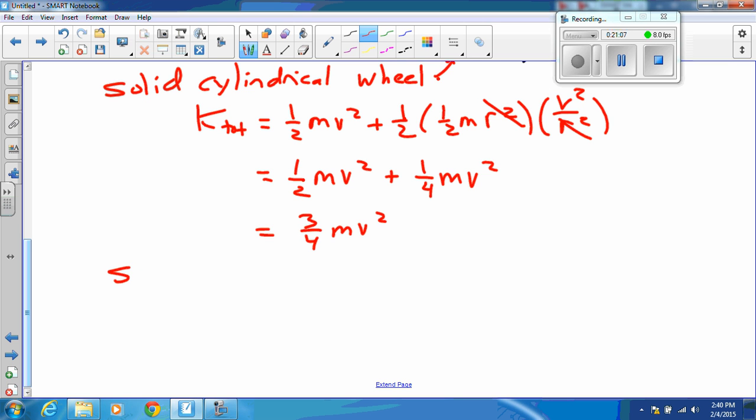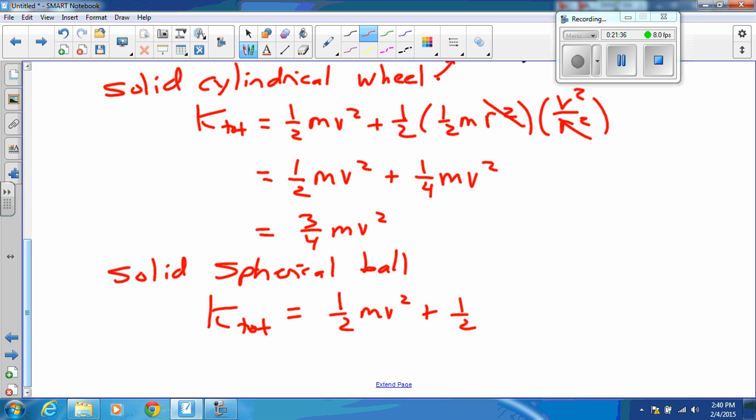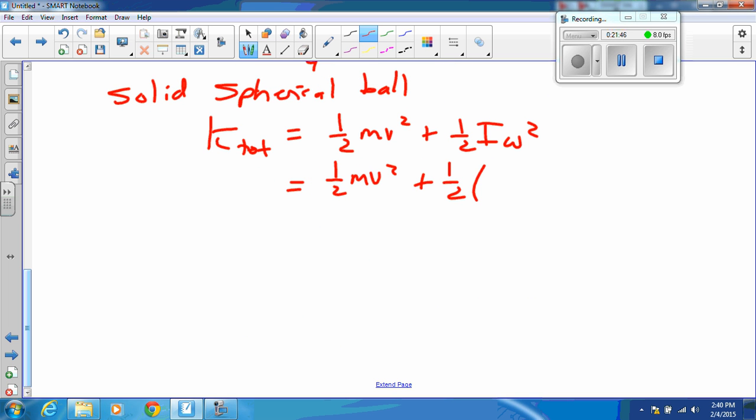Same thing can happen with our other common rotating object. What other kinds of objects rotate? Balls, which are spherical, that's right. So if I have a solid spherical ball, then my K total is once again 1/2 mv squared plus 1/2 I omega squared. But now the I expression is different because I have a solid sphere instead of a solid cylinder. According to your chart, what is the moment of inertia of a solid sphere?